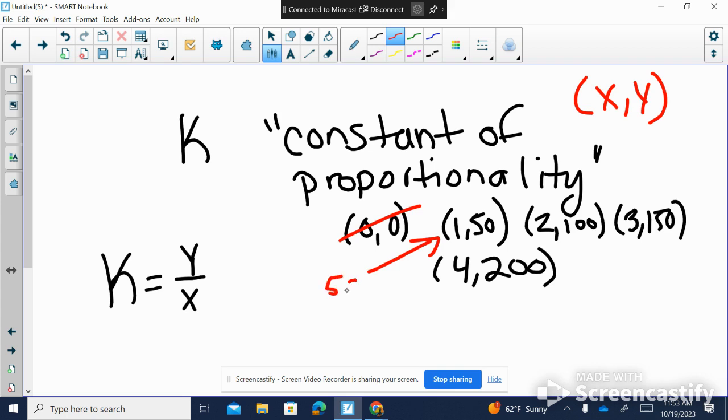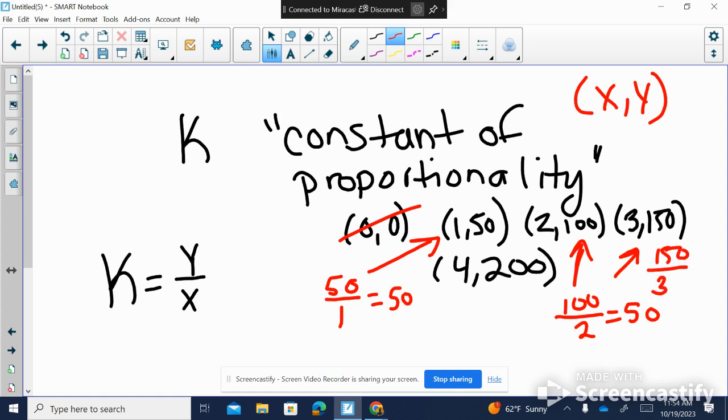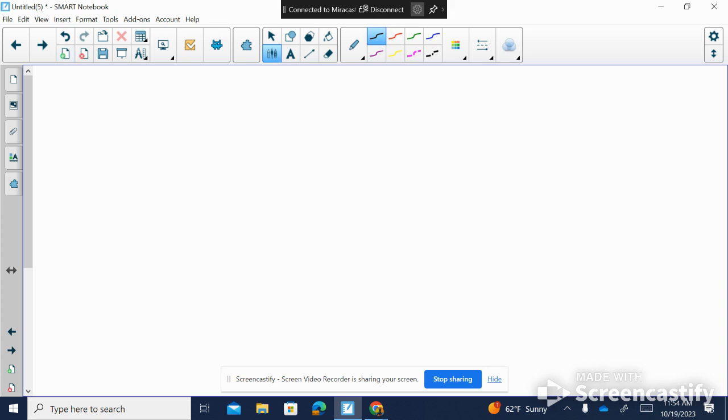Okay, so let's calculate the constant of proportionality using this point. Well, that's equal to our y value of 50 over our x value of 1, and that equals 50. Let's try it for this one. Our y value of 100 divided by our x value of 2, well, 100 divided by 2 is also 50. You'll see that no matter what point you use, when you take the ratio of y and divide it by the x, you're always going to get the same number. So our constant of proportionality in this particular case is 50. So in this particular case, our constant, our k, is 50. Now, if something is proportional, we can represent it with an equation.